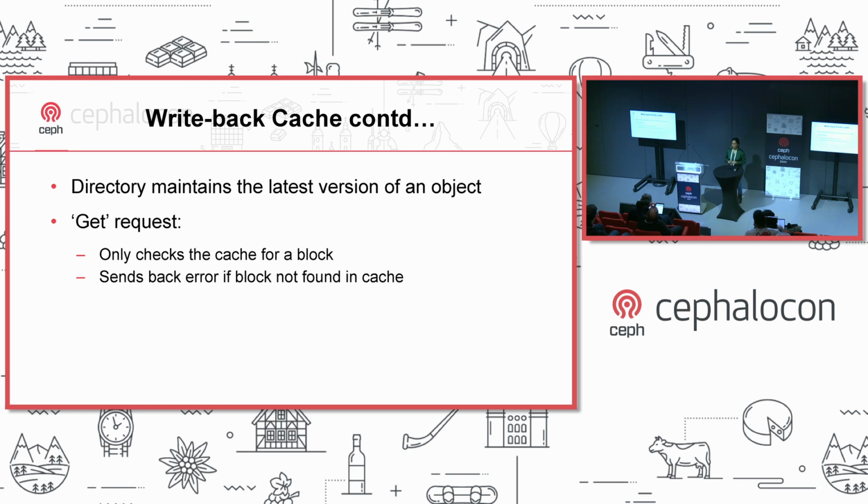So like I said before, the directory is responsible for maintaining the latest version, and this is for versioned as well as for non-versioned buckets in case of a write-back cache. If we get a simple GET request for an object, it will only check the cache for the existence of the block. If it's not there, we'll send back an error.